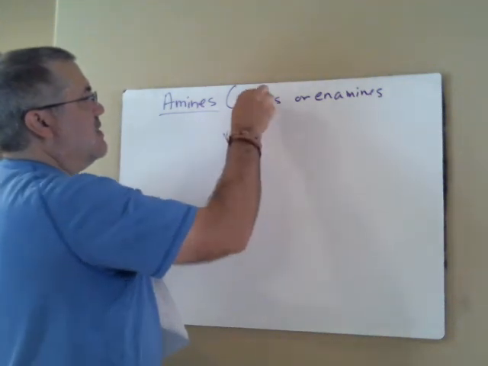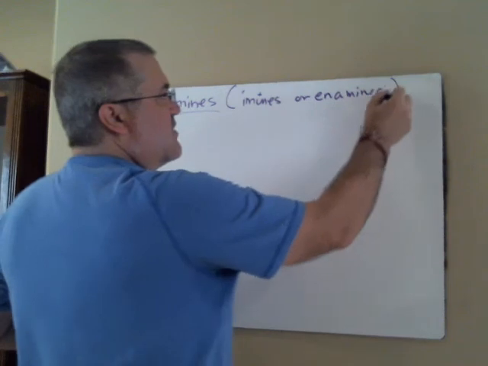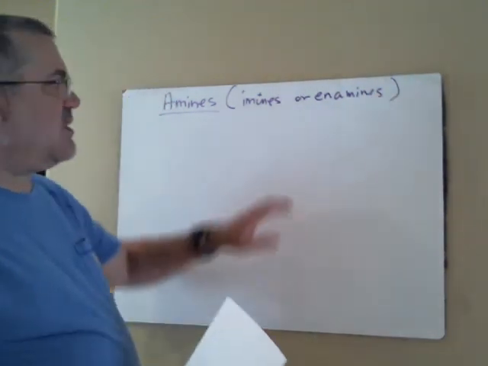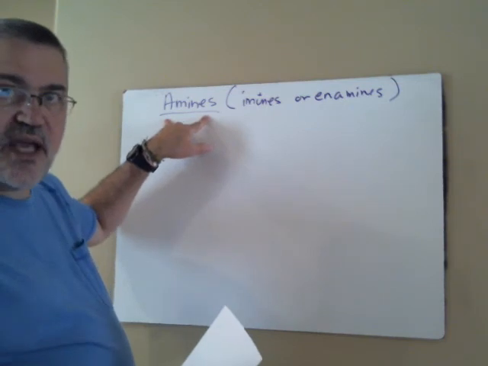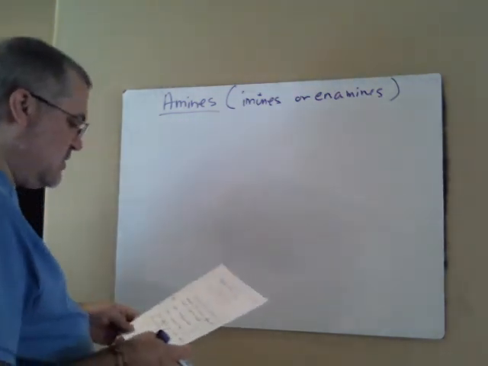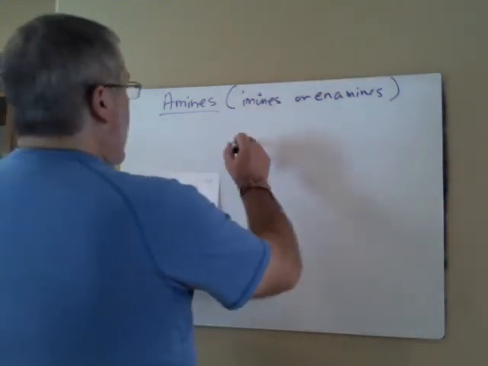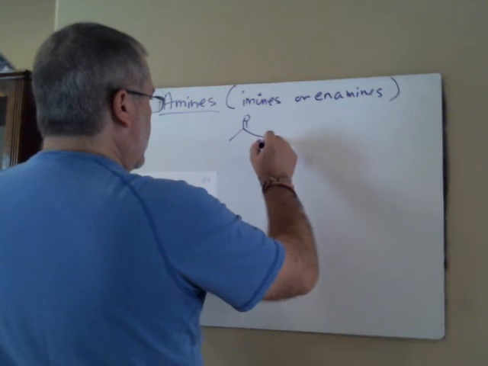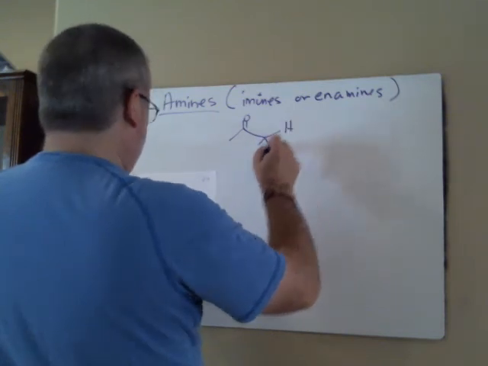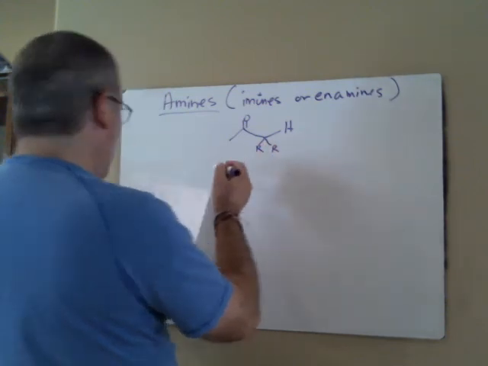Imines or enamines. Two different functionalities that we haven't looked at before, but they are the result of the addition of an amine to a ketone or aldehyde. And we're going to see what those structures look like. So if I have a ketone or an aldehyde, and I'm going to draw it in a particular way to emphasize something, say those are R groups.